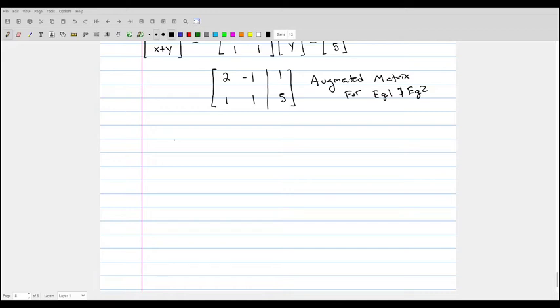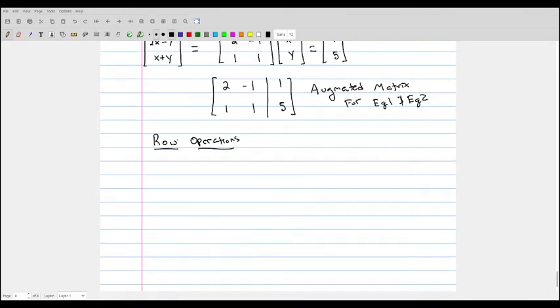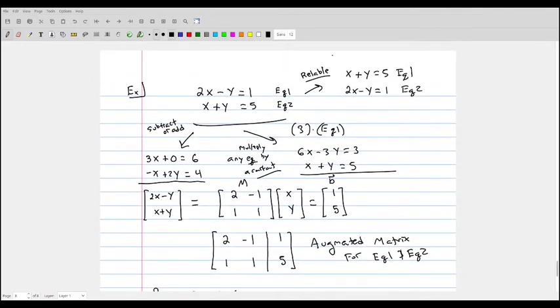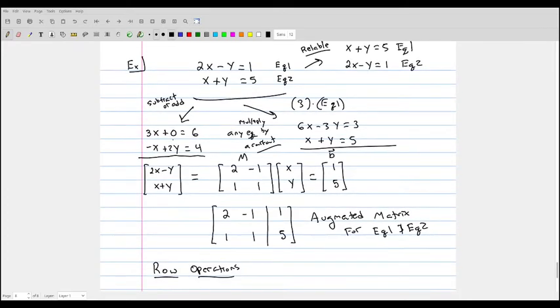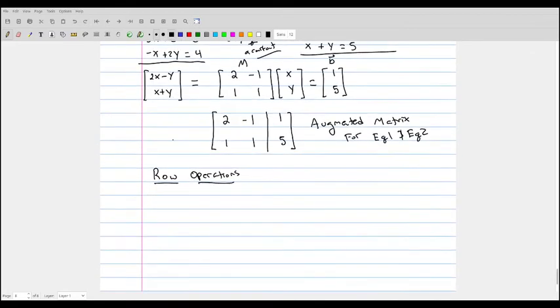The main three operations that we have are called row operations. These row operations come directly from this discussion right here: we can relabel the equations in any order we want, and the system will still be the same. We can multiply any equation by a constant, and then we can subtract or add any of the equations together to get a new system that has the same properties as the original system.